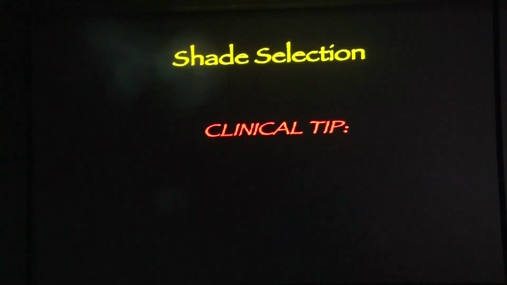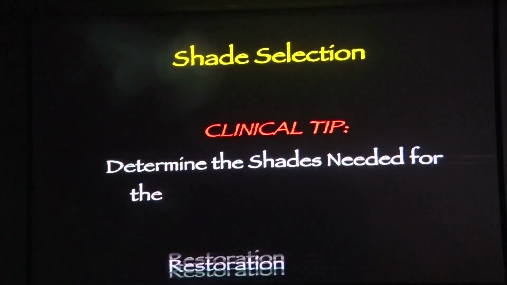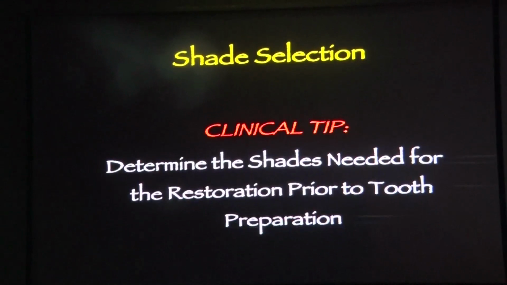Now I am going to give you a few tips on color selection. First tip is determine the shades needed for the restoration prior to the preparation. Very few of them do that. We finish the prep, we displace the tissue, we place the retraction cord. Sometimes we even take the impression. If you're doing indirect, we put a temporary and then we map the shade. Never do that. Do the shade matching prior to your tooth preparation, even before you give local anesthetic, even before you place the rubber dam. This is the key.